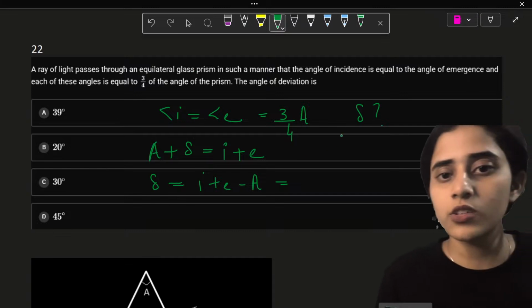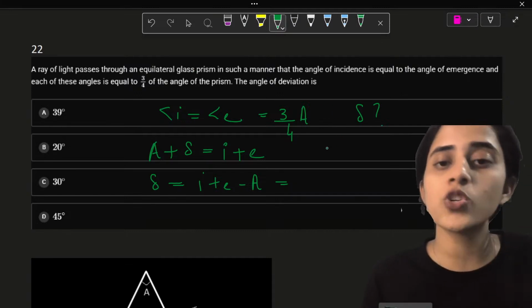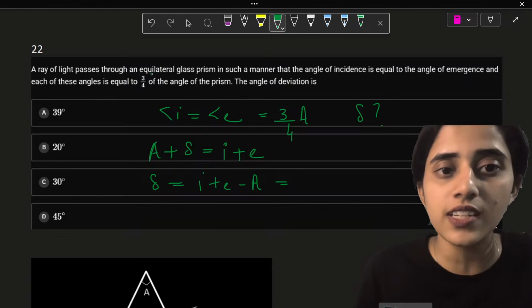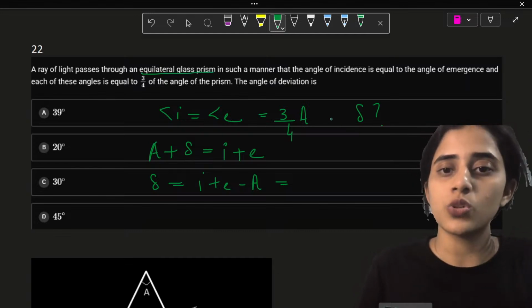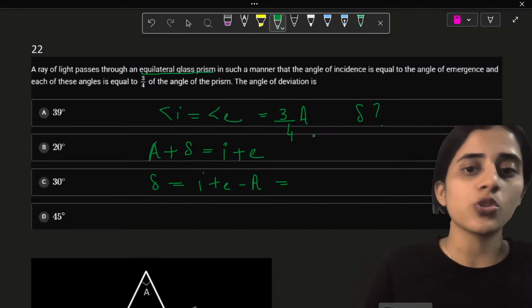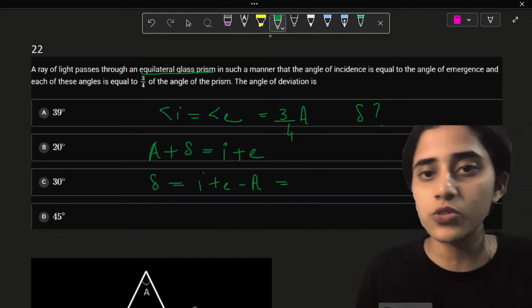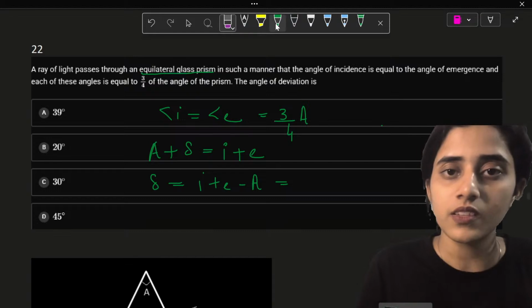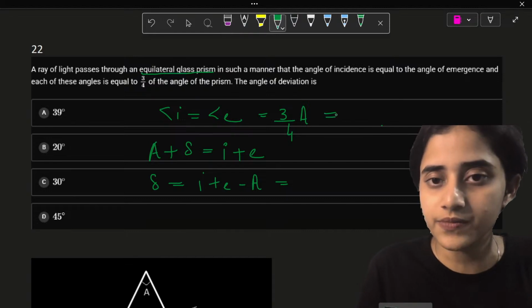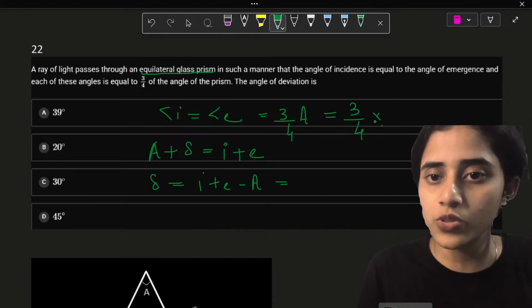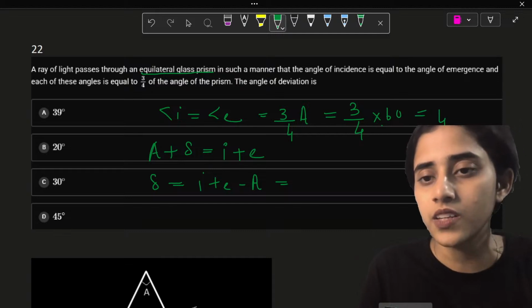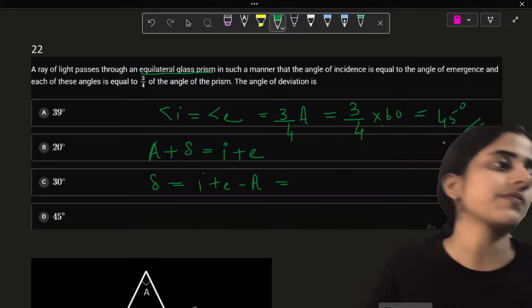One more thing you need to know, how much is A? A is going to be 60 degree. Why? Because it's an equilateral prism. So this is going to be 60 degrees. So 3 by 4 into 60 degrees. What is 3 by 4 into 60 degrees? We forgot the most important thing. So 3 by 4 into 60 degrees is going to be 45 degree.